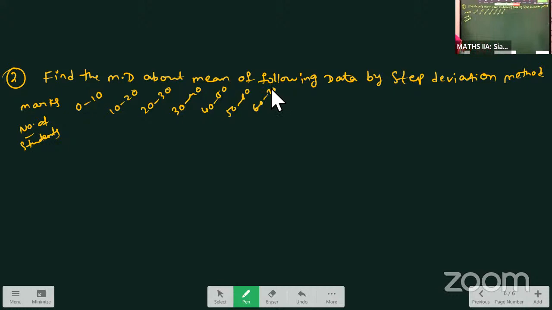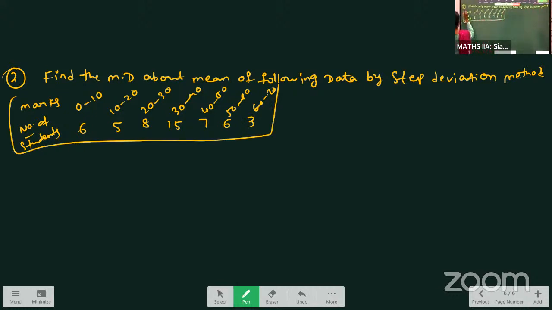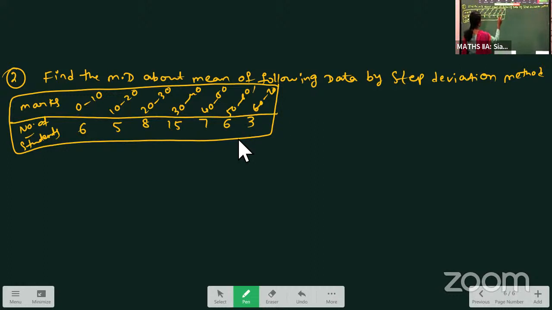Next, number of students. 0 to 10, 6 students. 10 to 20, 5 students. 20 to 30, 8 students. 30 to 40, 15 students. 40 to 50, 7 students. 50 to 60, 6 students. And 60 to 70, 3 students. This is the data given. So he is asking to find the mean deviation about mean by using the step deviation method.